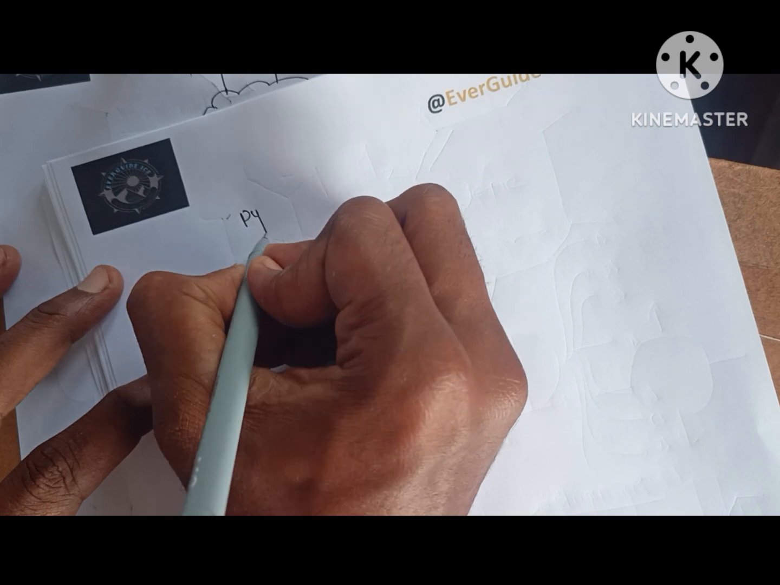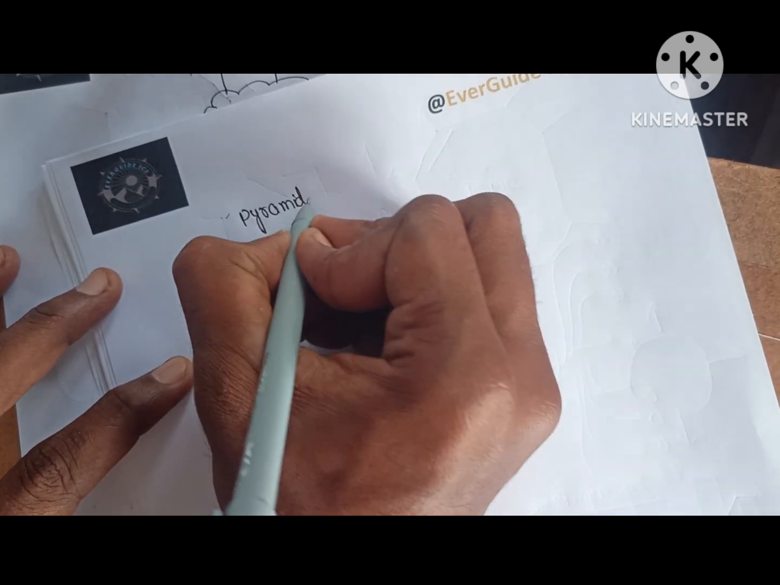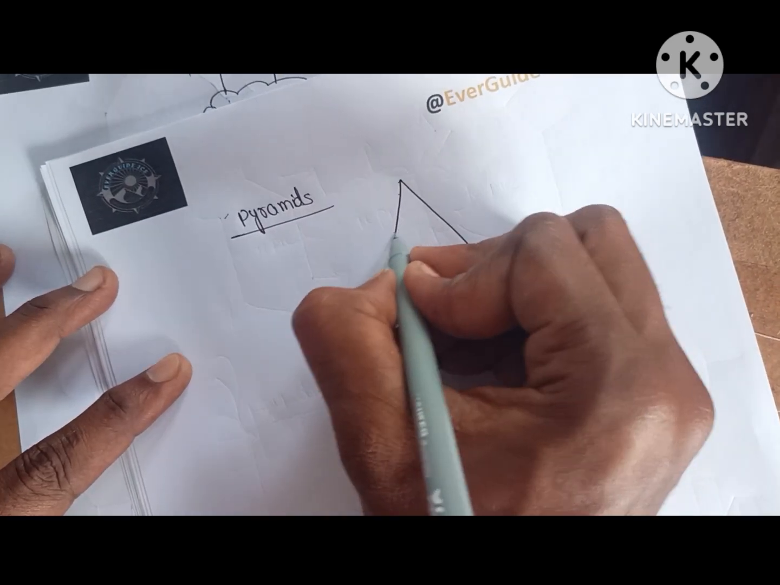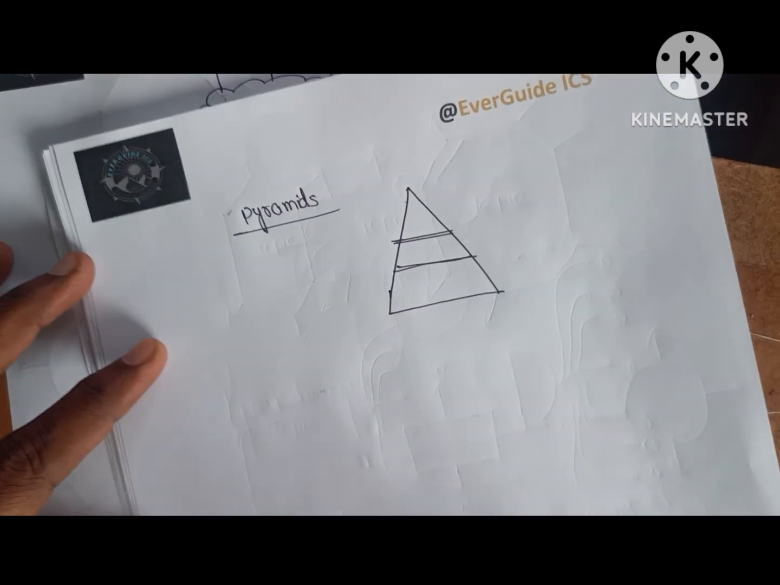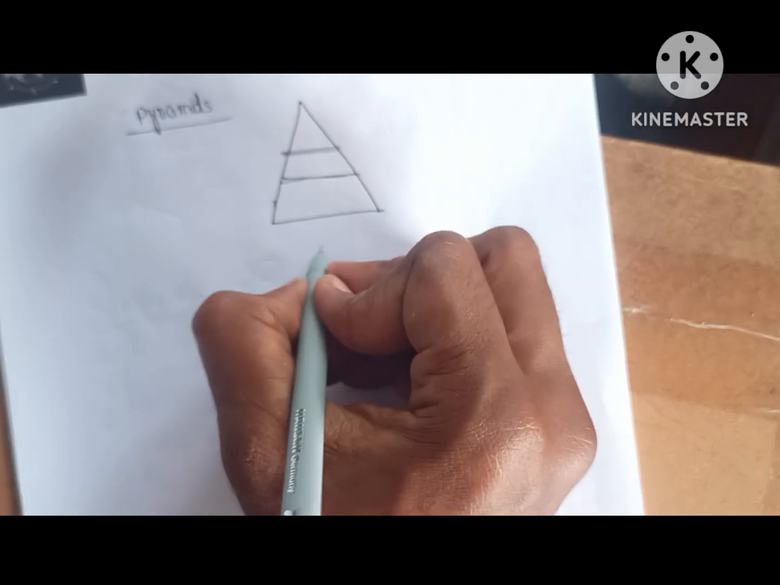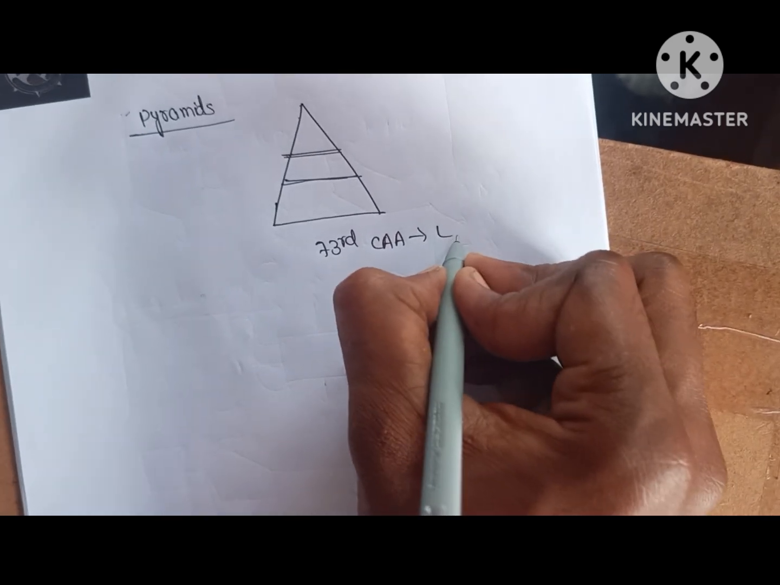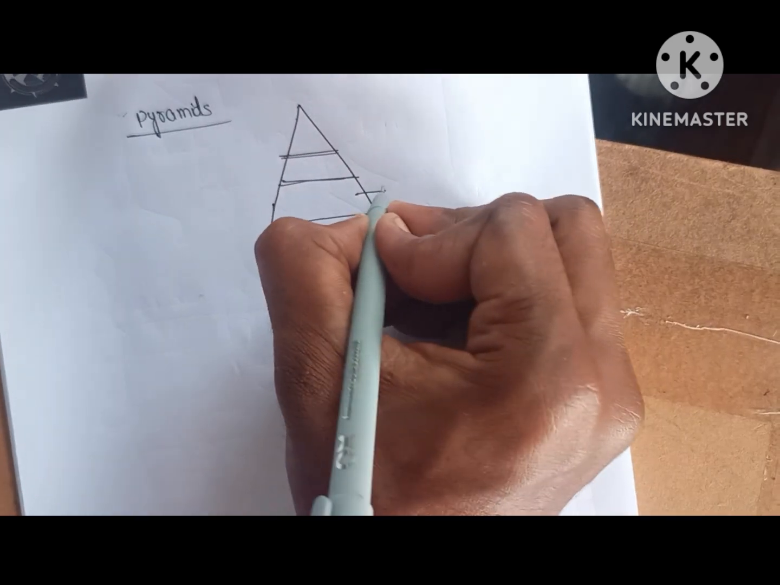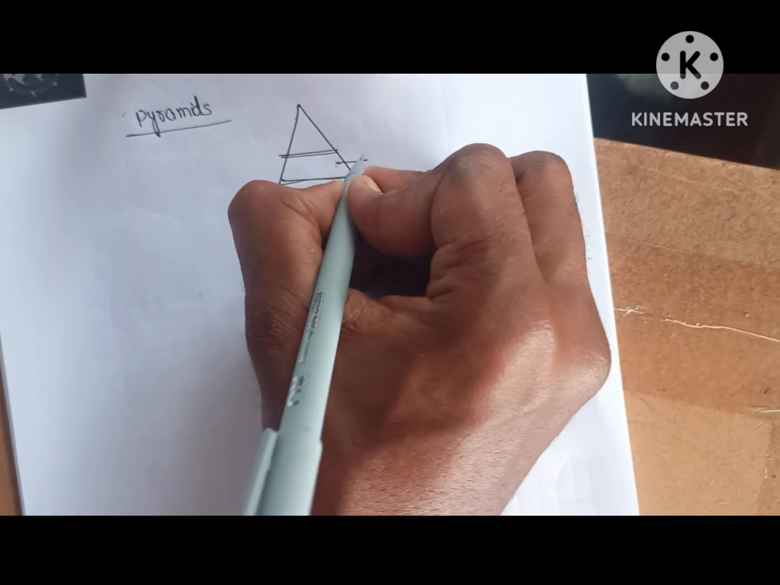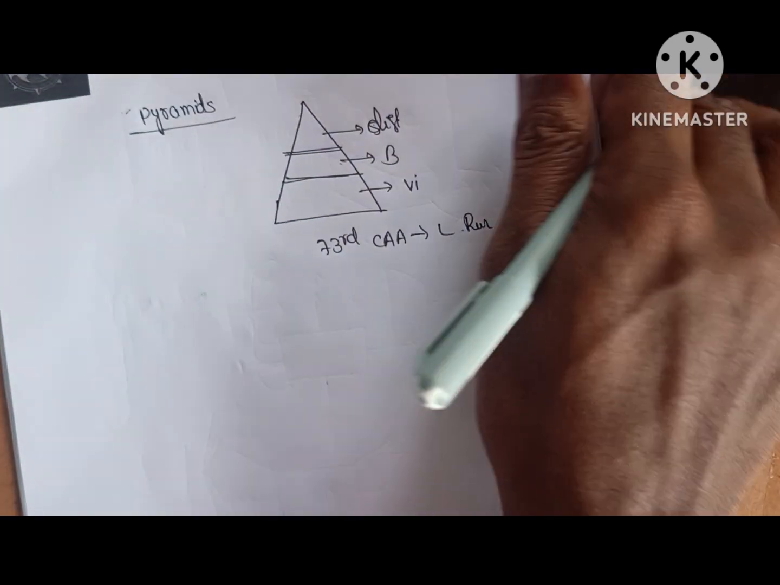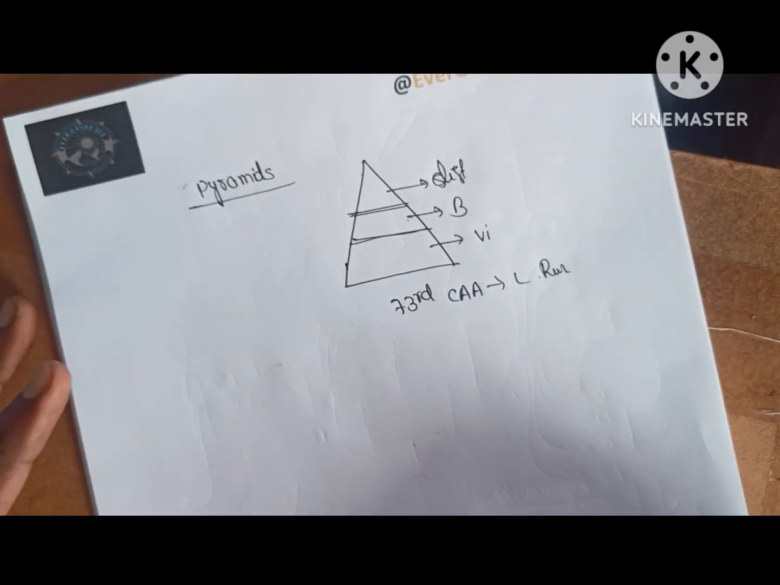And next one is pyramids. Pyramids help to show the structure, and they also help to show the hierarchy. For example, under the 73rd Constitutional Amendment Act, local bodies in rural areas exist at village level, block level, and district level. Pyramids help to show the hierarchy of events or the hierarchy of concepts.